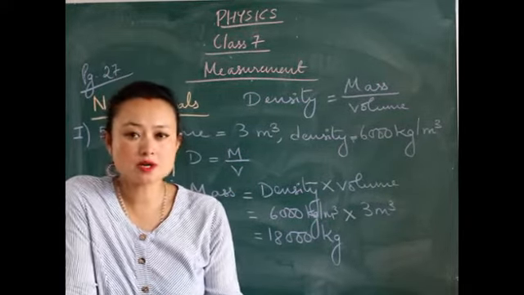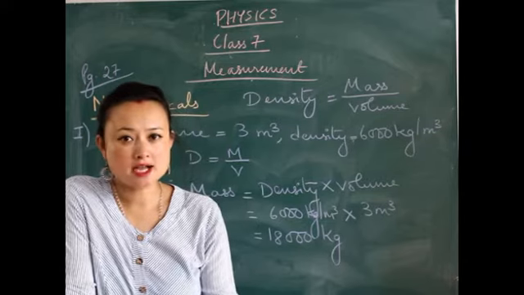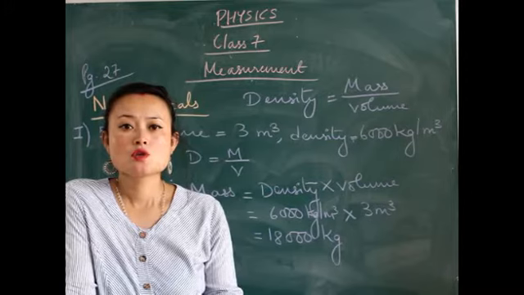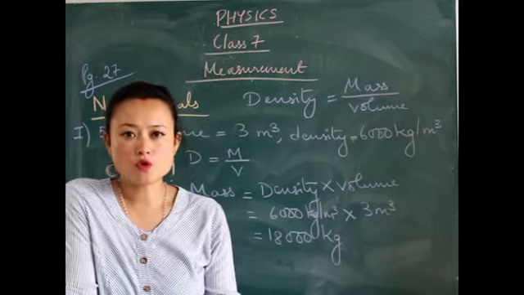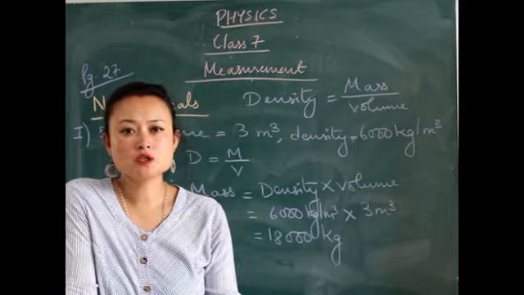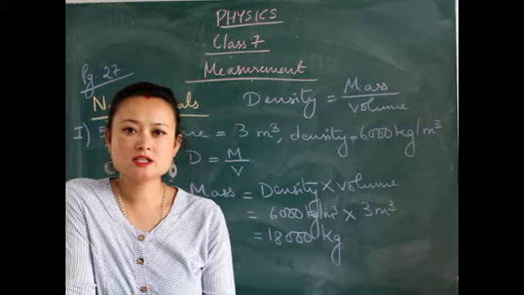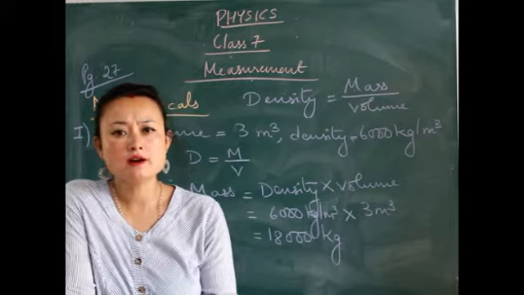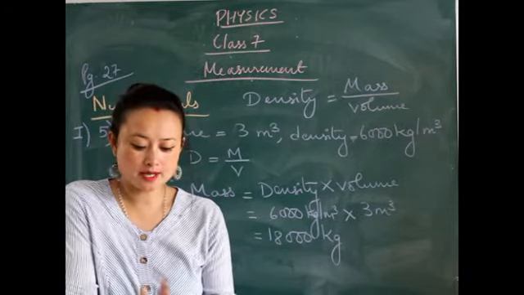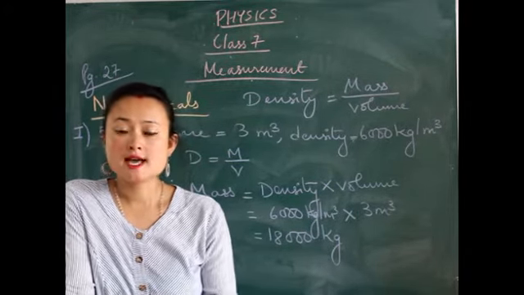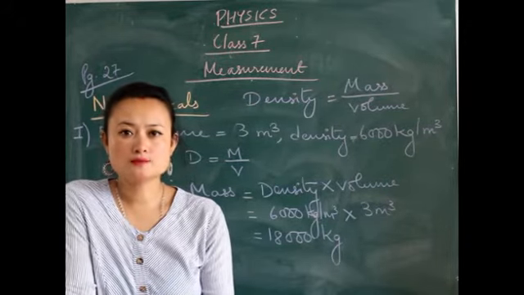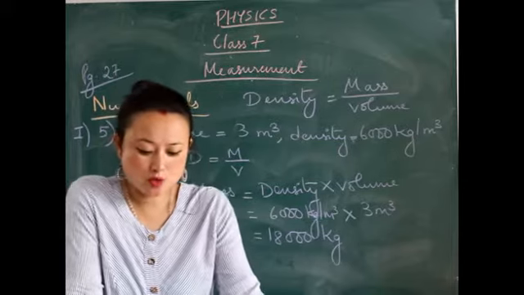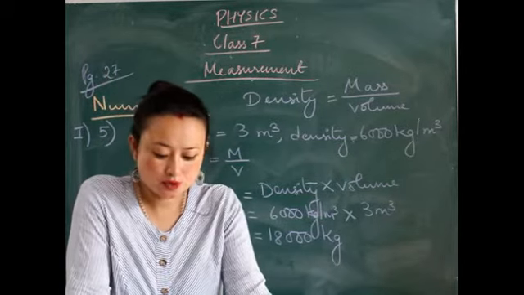Instead of volume, what is given here? Length, breadth and height. In the beginning of this chapter, we learned how to calculate volume. The formula for volume is length into breadth into height. So here you simply have to multiply 2 into 4 into 5, and whatever you get is your volume. I think you can try question number 7 on your own, and I'll be doing question number 8 on the board.